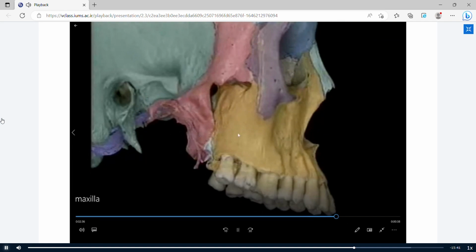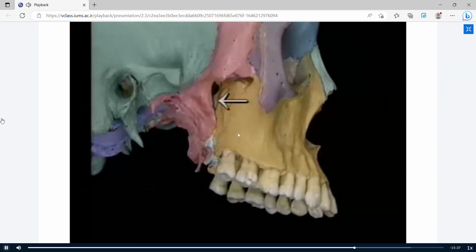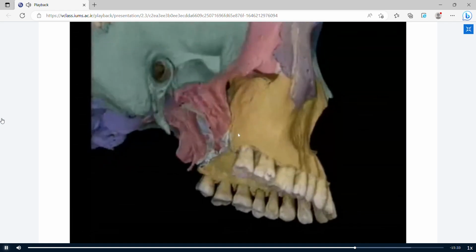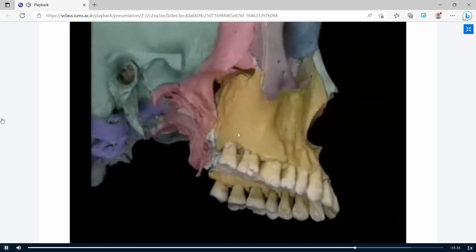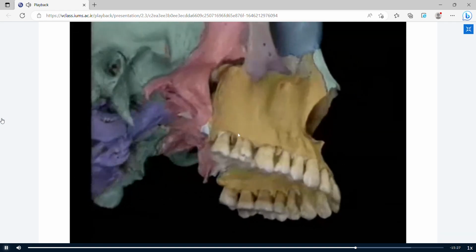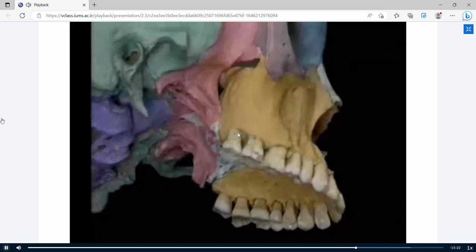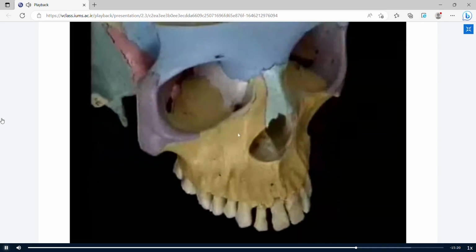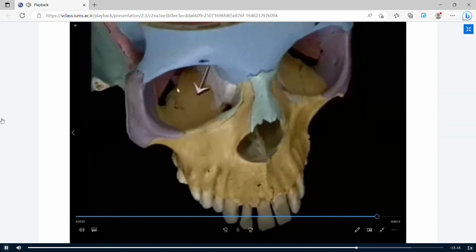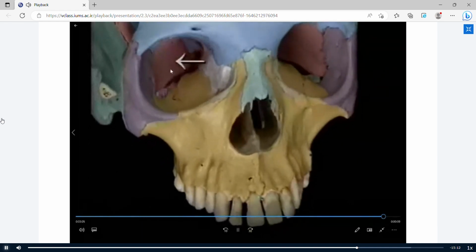It is separated from the sphenoid by this impressive cleft, which has a vertical part and a horizontal part. The vertical part of the cleft is called the pterygomaxillary fissure. The horizontal part of the cleft is called the inferior orbital fissure. The inferior orbital fissure, here it is from in front, separates the floor of the orbit, formed by the maxilla, from the lateral wall that's formed by the sphenoid.